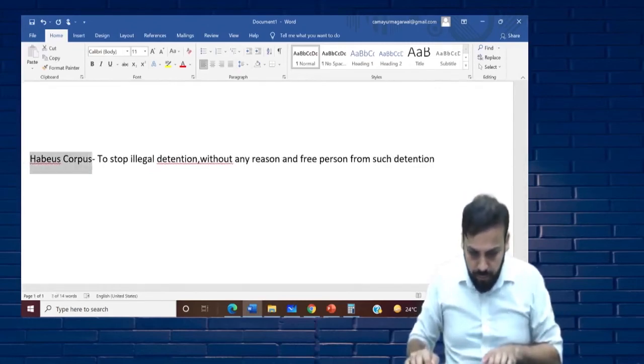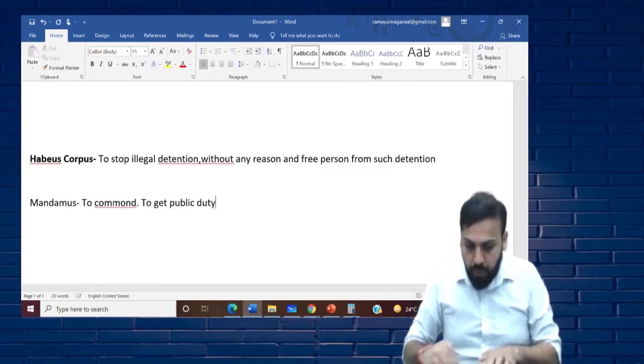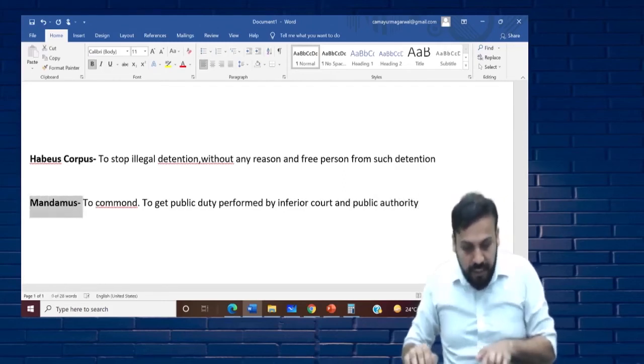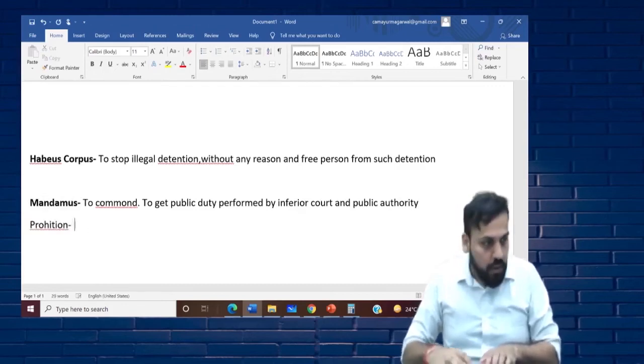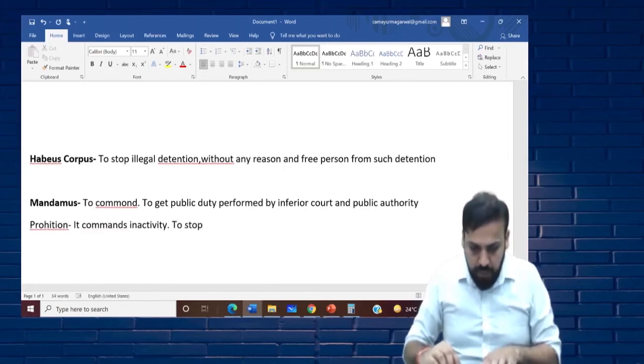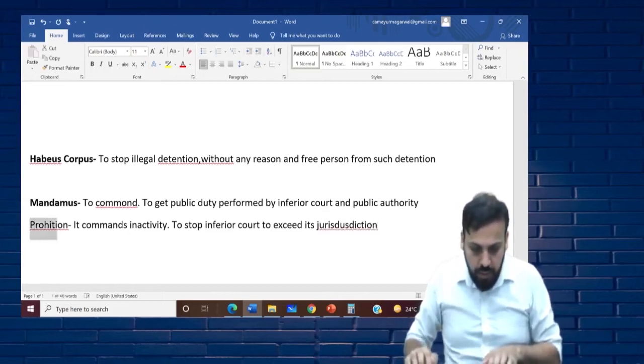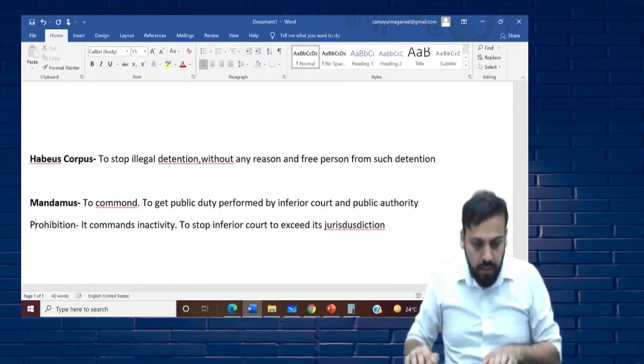Now, mandamus is to command, to get public duty performed by inferior courts and public authority, to get work done if they're not doing it. That is mandamus. Mandamus is getting work done. Prohibition means it commands inactivity, to stop an inferior court from exceeding its jurisdiction.